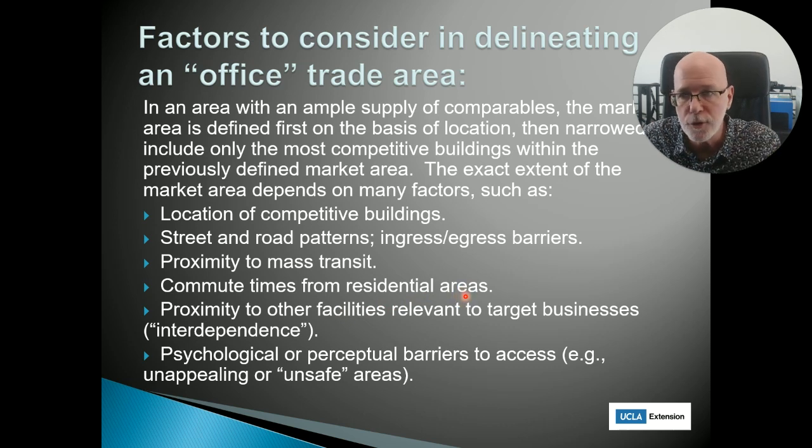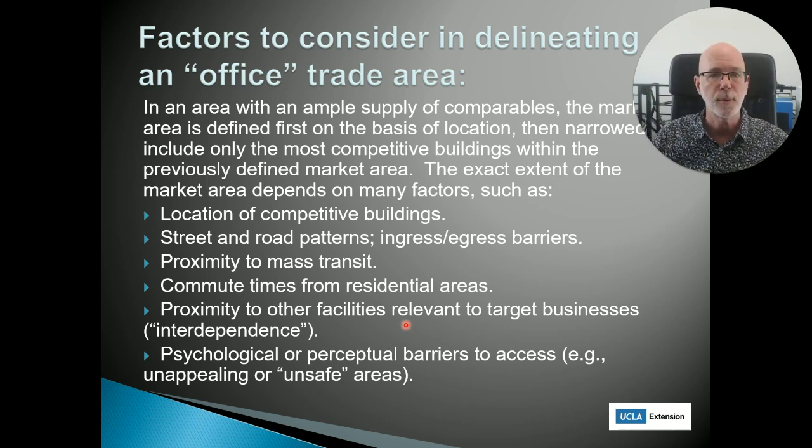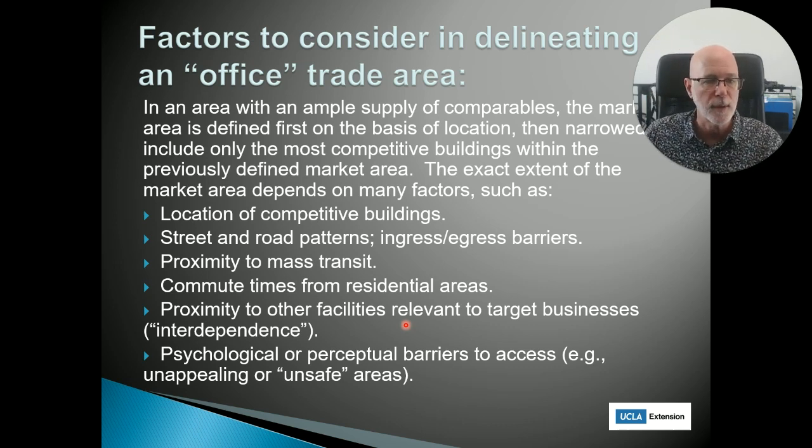Okay? Commute times from residential areas. Are we close to or are we far away from the residential node? Proximity to other facilities. In other words, this is all called, what Brett talks about in her textbook on office, interdependence. Are these trade areas, these different geographic areas, kind of linked together or are they not? If they're linked together, then that's going to help define the shape and the size of the trade area.